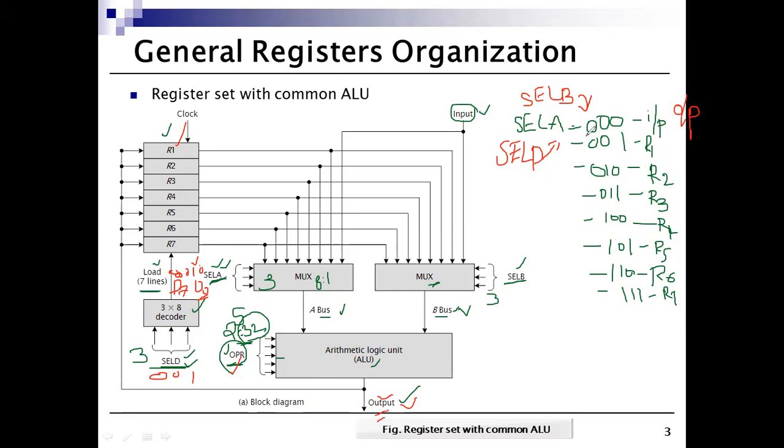And this complete group of bits we call the control word, because it is used for selecting the registers and the operation or the destination. So that is what is called the control word.